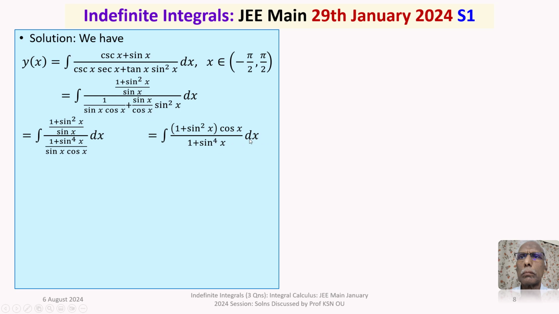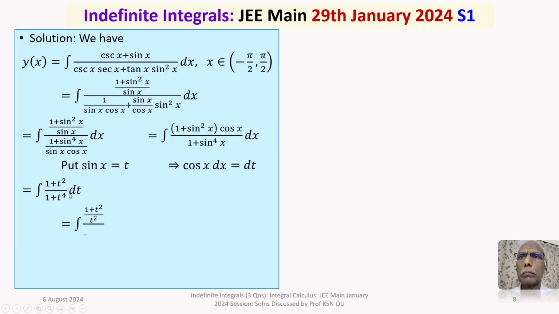What we see is it is in terms of sin x and cos x, and one cos x is there, remaining things are in terms of sin x. So let's now put sin x equal to t. Then cos x dx is equal to dt. Substitute in that. So the integral of (1 plus t square) by (1 plus t to the power of 4) dt. We know how to evaluate this integral.